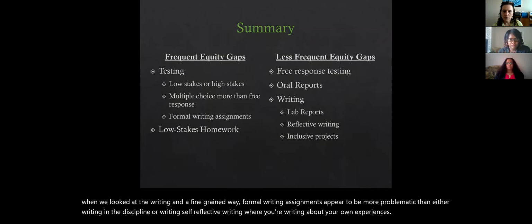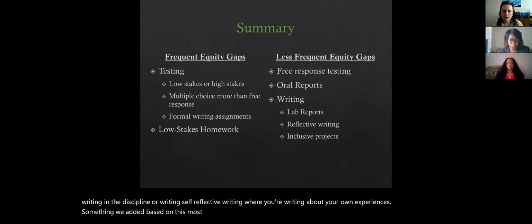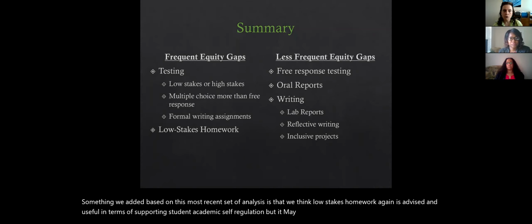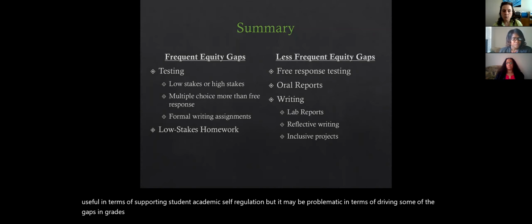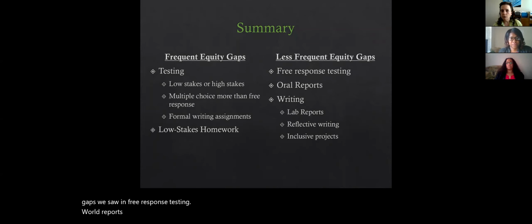Something we added based on this most recent set of analyses is that we think low stakes homework, again, is advised and useful in terms of supporting student academic self-regulation, but it may be problematic in terms of driving some of the gaps in grades. And so finding ways to boost the utility value to students of homework may be critical. Less frequent equity gaps we saw in free response testing, oral reports, lab reports, reflective writing, and inclusive projects.